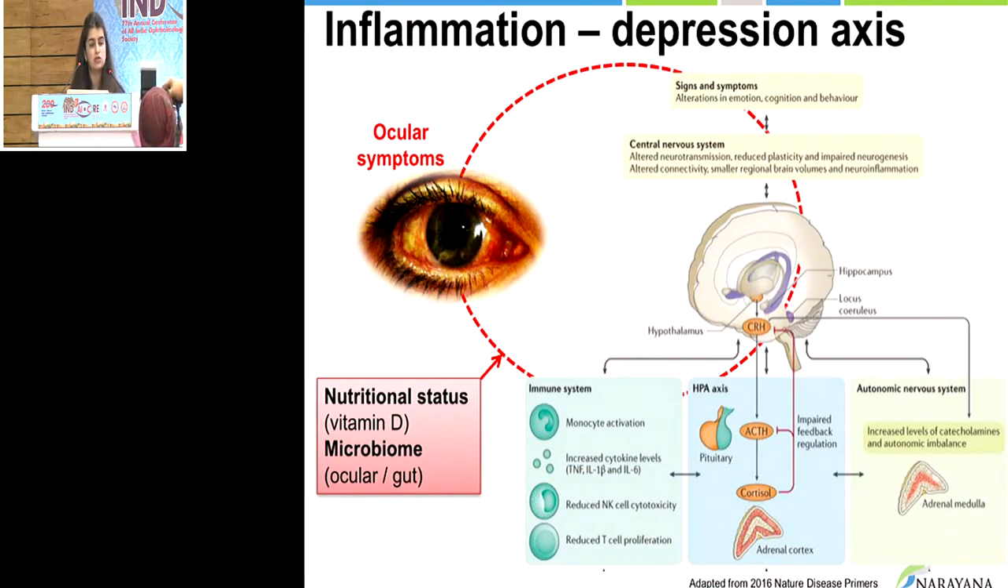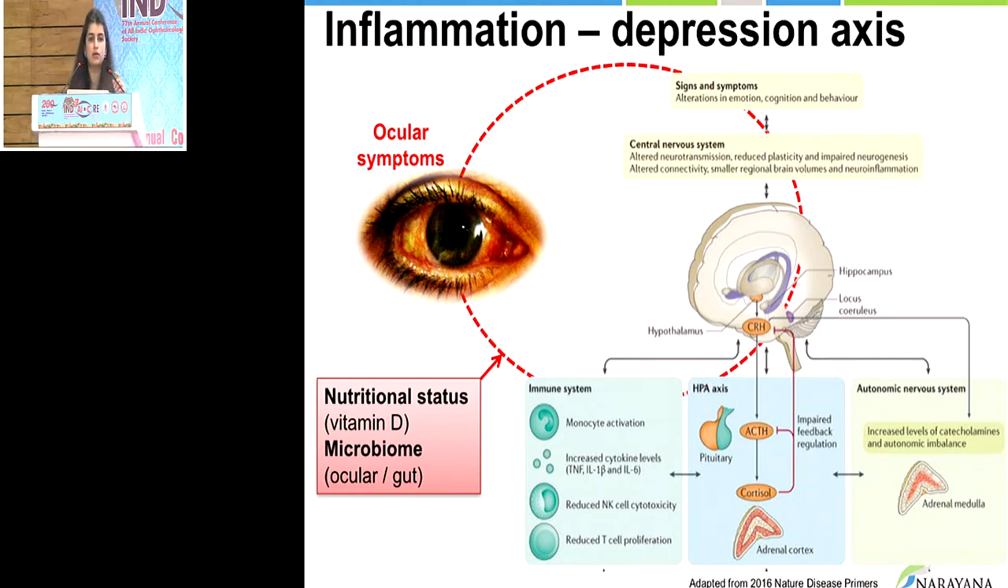What we did was we wanted to probe further and see. There is definitely an inflammation-depression axis. If there is inflammation, either generalized in your body or localized to a particular organ, it certainly causes some amount of depression. And this depression is what sets it into a vicious cycle, which causes more inflammation. And we need to break this cycle.